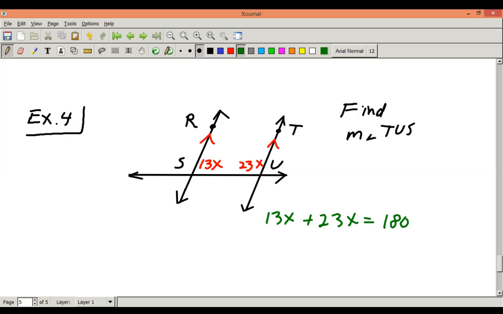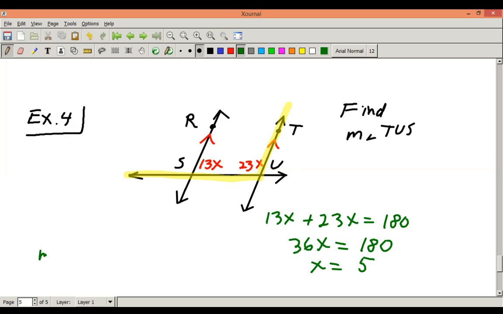Okay, so our strategy, of course, is we're going to solve for x. Then we're going to take that x and plug it back in and multiply by 23 to get angle TUS. I should have highlighted that angle. We're looking for this angle right here. So as soon as we find that x, we can just plug it in there and find our angle. So if we add these two like terms together, it's going to give us 36x equals 180. So divide 180 by 36, and you'll get 5. It comes out even.